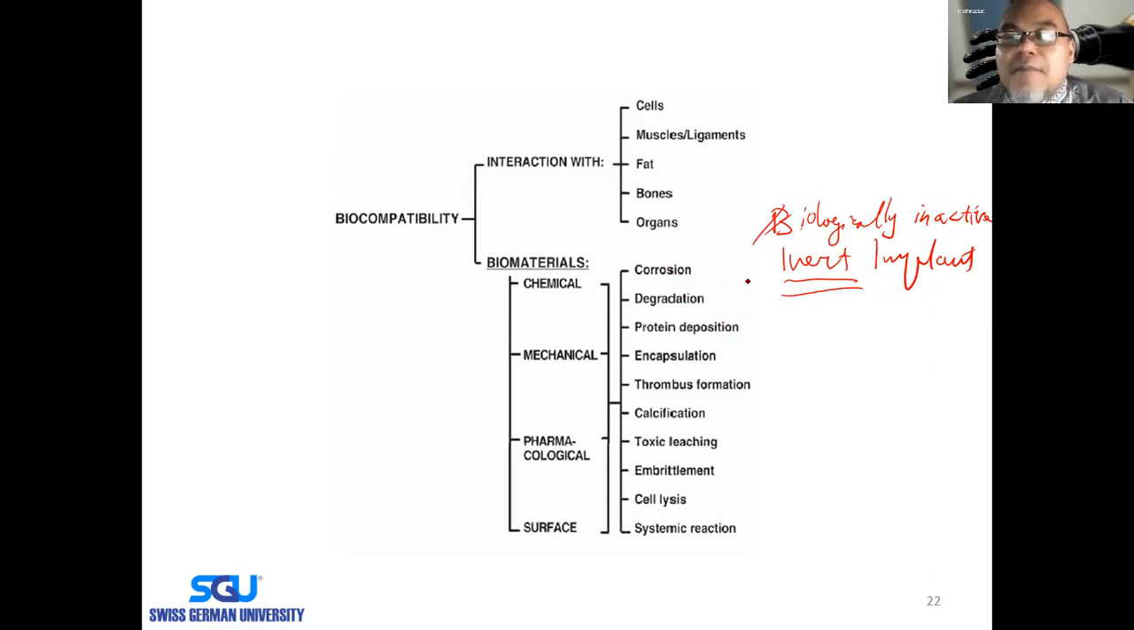But sometimes we want the implant to be degradable, like in the case of a surgical suture. It needs to degrade so that there is no need for secondary surgery to take it out. Can we make a suture that can heal the wound as well as degrade by itself in the human body? This is the opposite of the inert implant. We call it a biodegradable material, biodegradable implant.